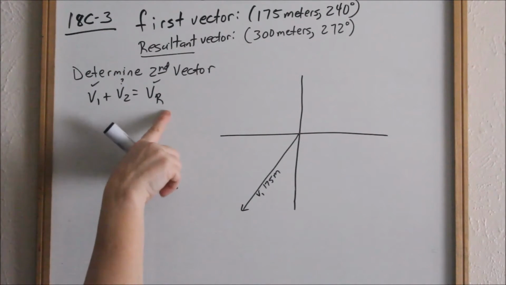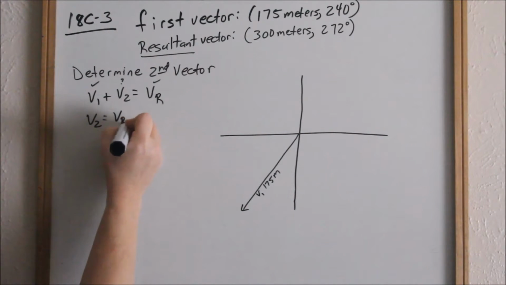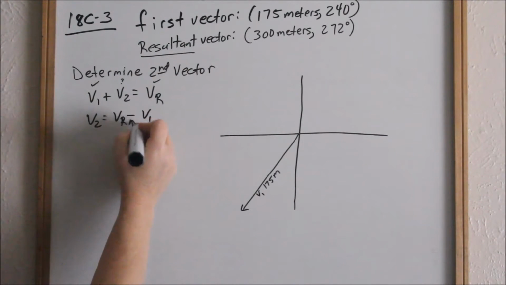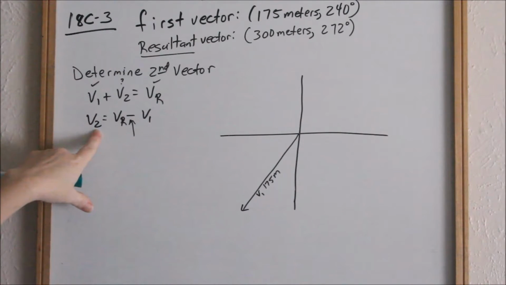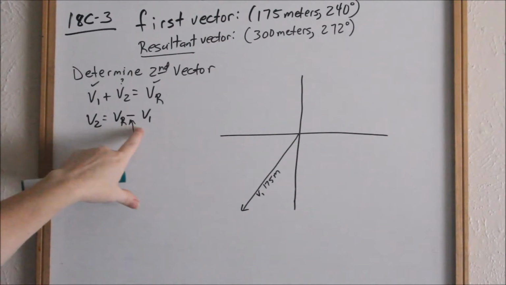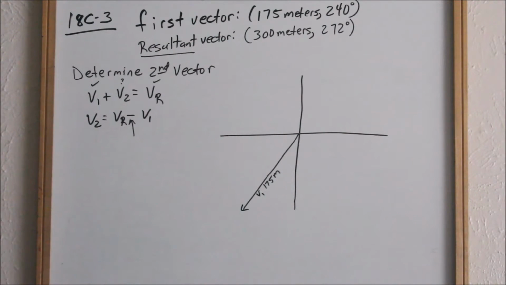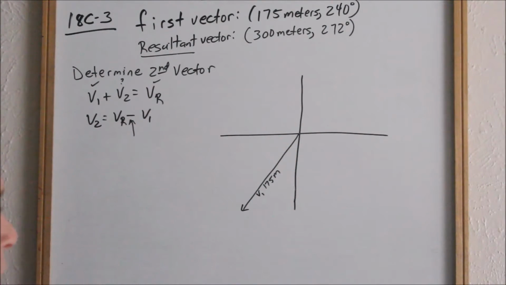We have to subtract vector 1 over. So vector 2 is going to be the resultant minus the first vector. This is going to be a key component here in a little bit. So to find the second vector, you take the resultant and subtract the first vector. Okay? So I've drawn the first vector here already. That's 175 meters long, and then it's about 240 degrees.